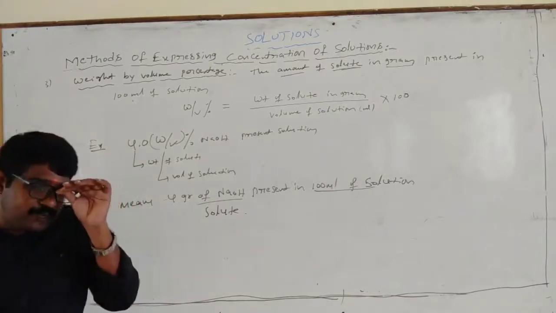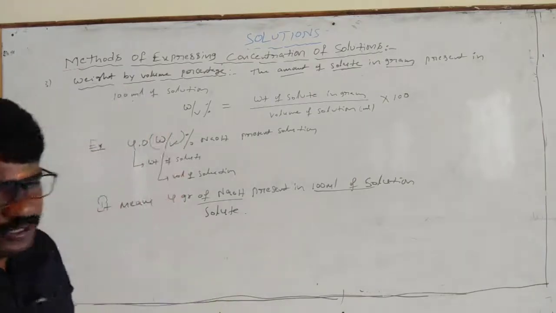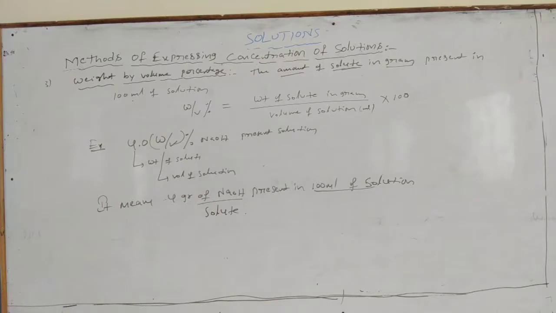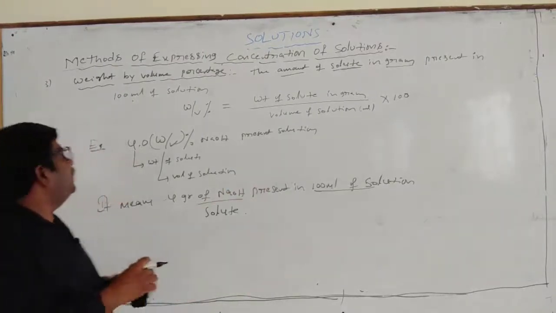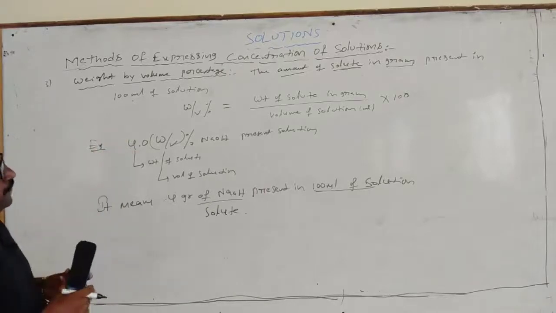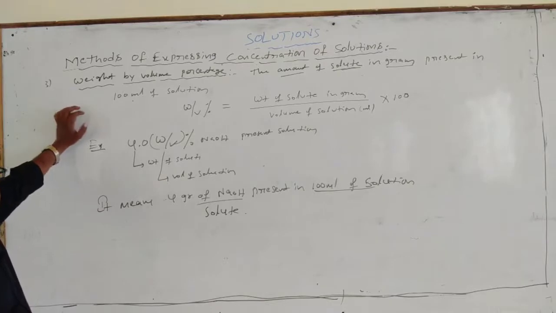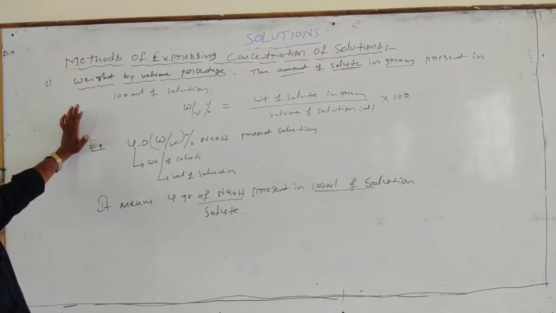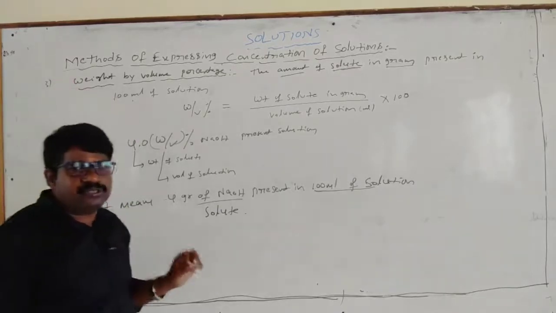Next one is, what is ppm? Parts per million. How do we express parts per million? Weight by volume is used in pharmaceuticals, for preparation of solutions. So this method is used in pharmaceutical processes only.